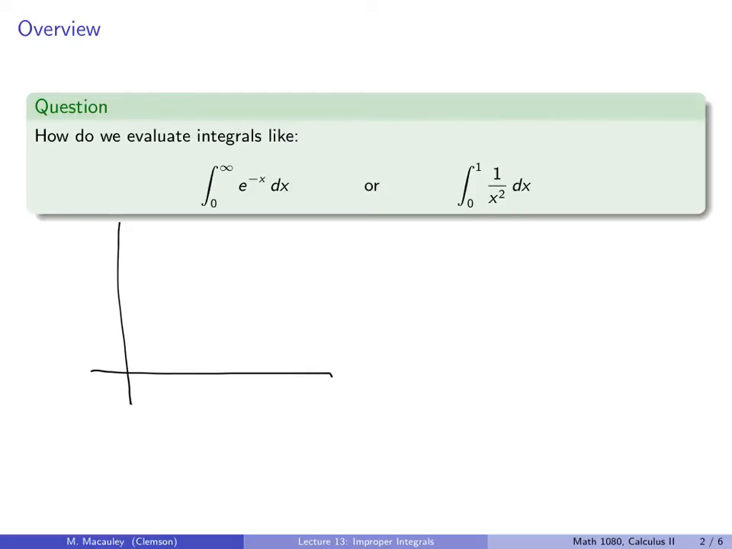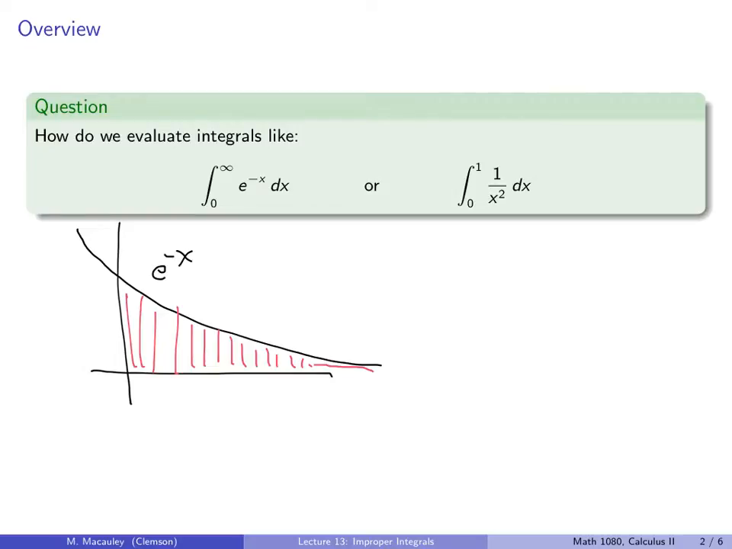Now, we've never seen integrals where there's an infinity in one of the limits. So this function is going to look something like that. And now we want to take the area, it's going to end up being a finite amount of area under this curve, but it goes on forever. Okay, and this is e to the negative x.